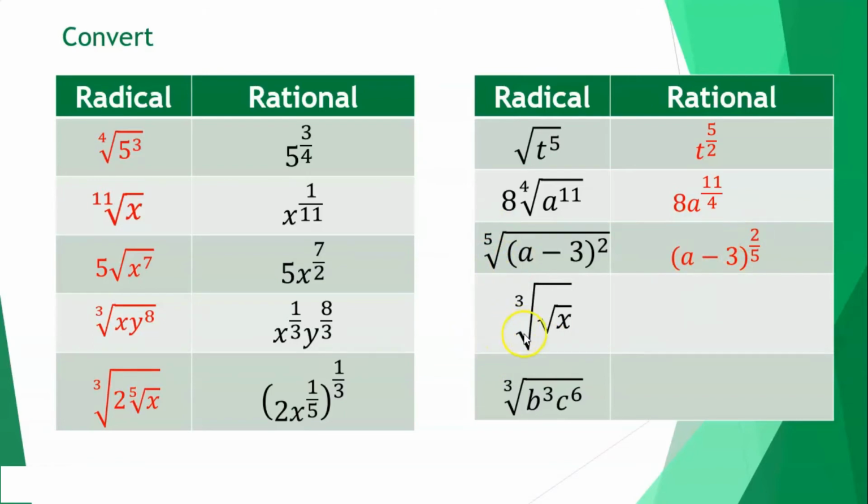Now this one here is a double radical. So again, start with the innermost. So with the innermost, this would become x to the power of 1/2, but still raised further to 1/3. Okay, next, this one. This would be b cubed c to the power of 6, all to the power of 1/3. So take note, that's how you are going to convert from radical to rational form, or vice versa.